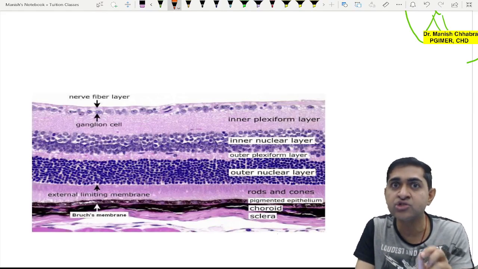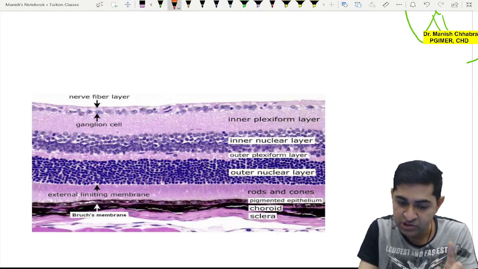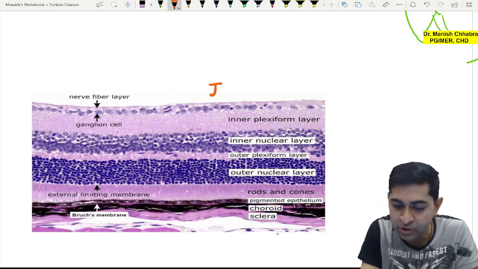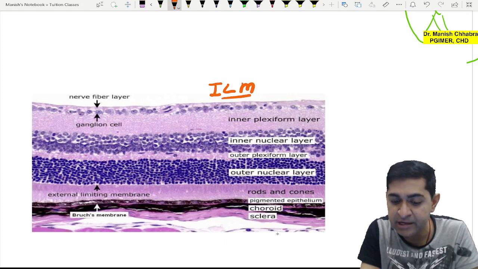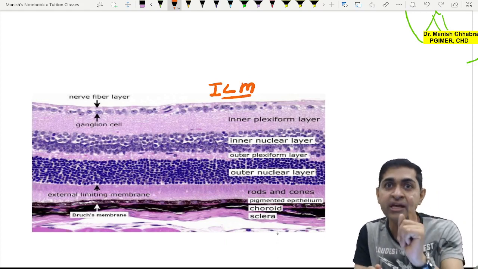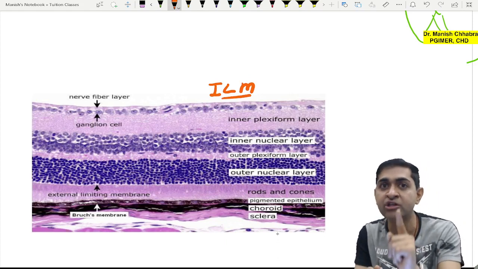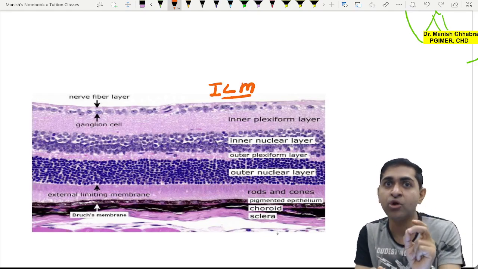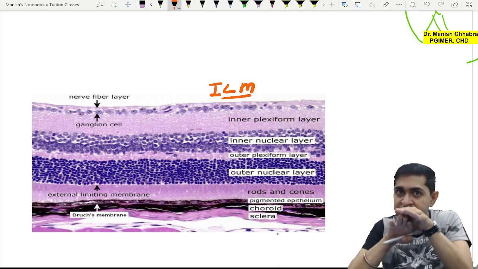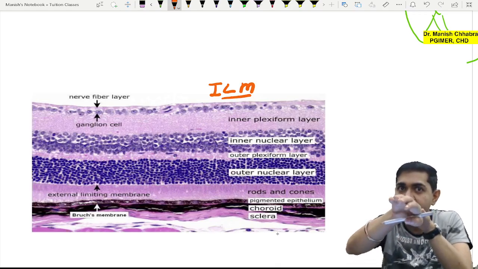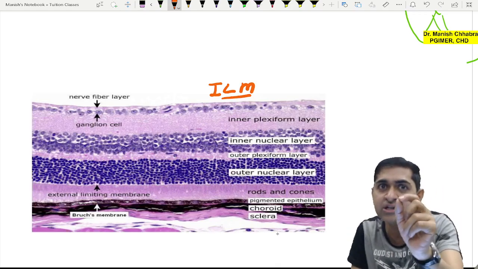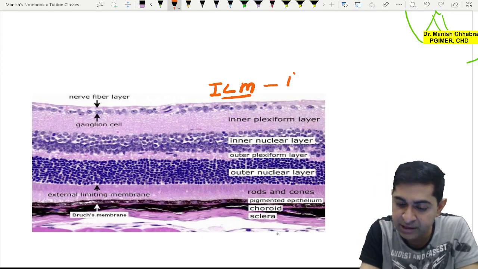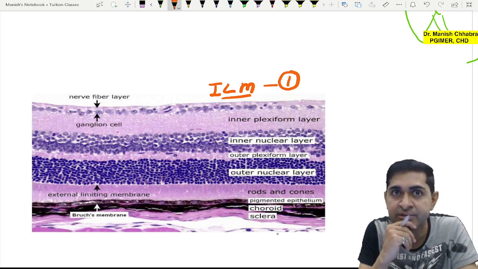Now let's do histology of retina. So there are 10 layers of the retina. The innermost layer is not shown here, that is inner limiting membrane. I had told you in episode 1 while we were doing development of ciliary body, in which there is internal limiting membrane which forms the innermost layer of the ciliary body. So inner limiting membrane or internal limiting membrane is your first layer.